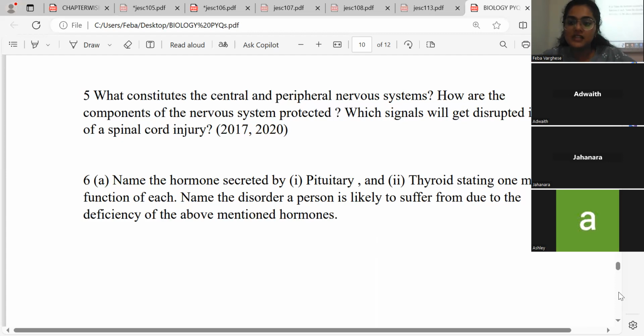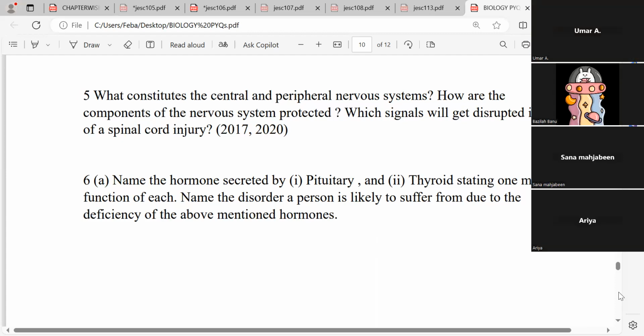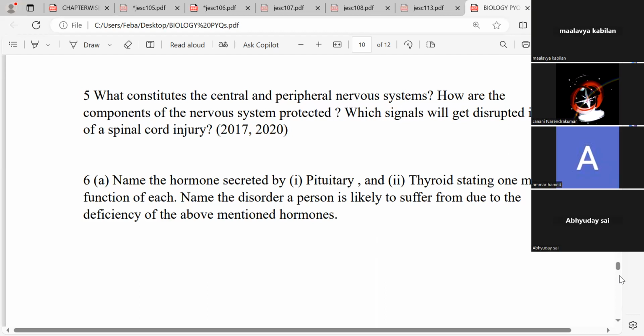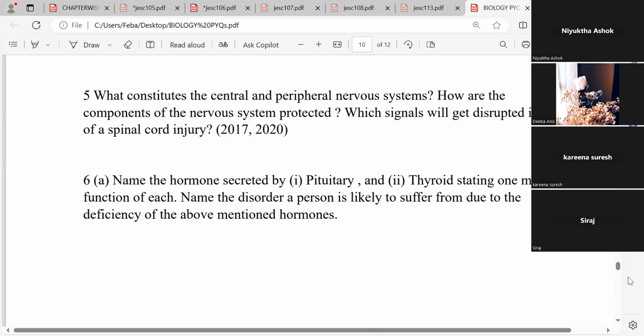Tell me. Signals. Why is there total silence? Signals. Spinal cord injury. Tell me. Spinal cord is injured. Pooja, tell me the answer.